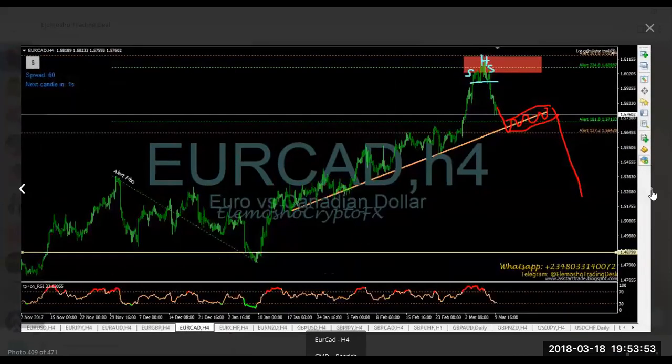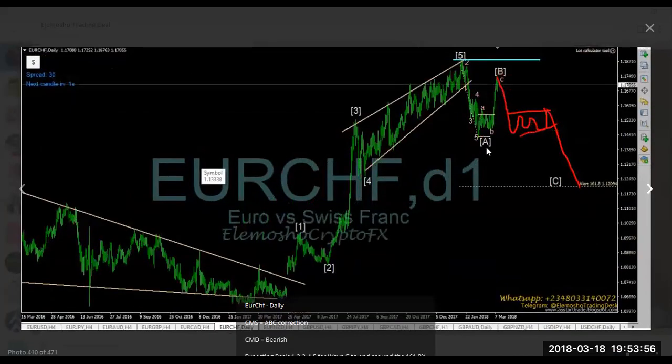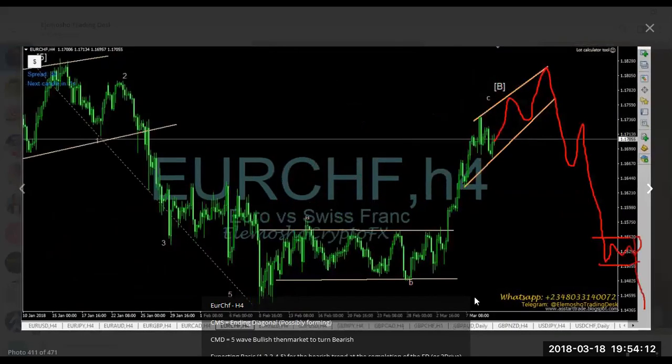Now for the Euro Chief, the analysis was done on the daily time frame, and I was expecting that price, after it has done the 1, 2, 3, 4, 5, A, B, I'm expecting the C movement, and we are not getting that right now. So I was expecting that price is going to form something that will look like an ending diagonal for us to go short.